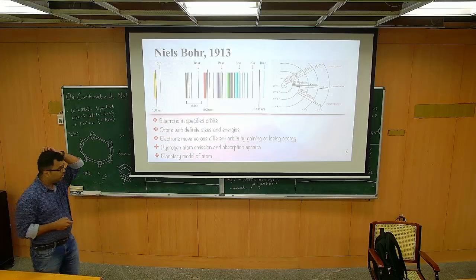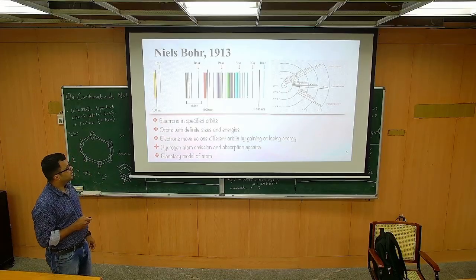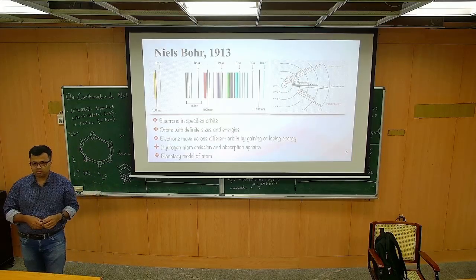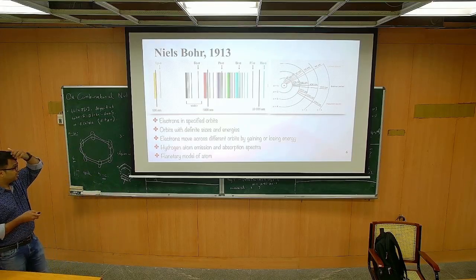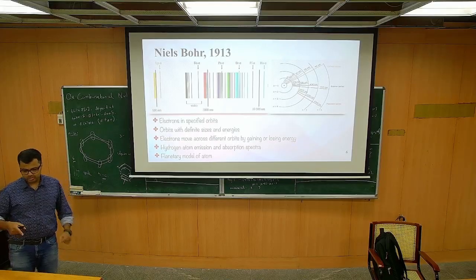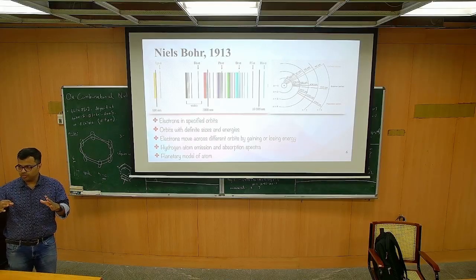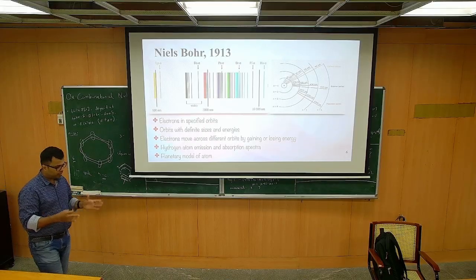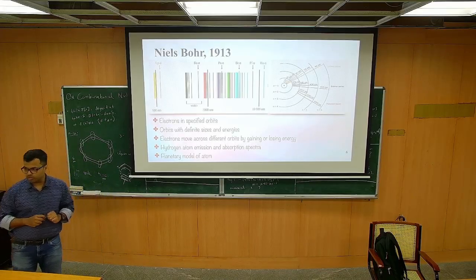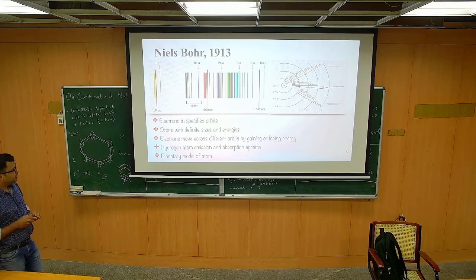And Niels Bohr first gave a more concrete idea of why these kind of spectral lines happen. And this was also a solution for J.J. Thomson's model and Rutherford's model, where Niels Bohr argued that electrons cannot revolve in arbitrary orbits. They can revolve only in certain specified orbits. Okay, and these specified orbits are given in terms of a constant called Planck's constant. And these orbits have definite sizes and they have definite energies.